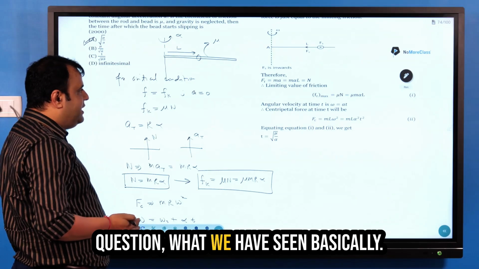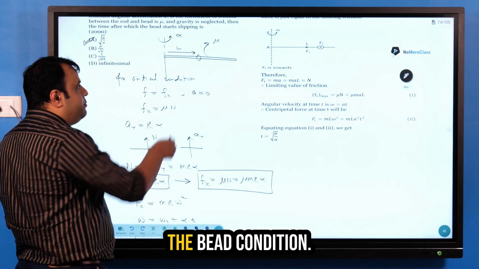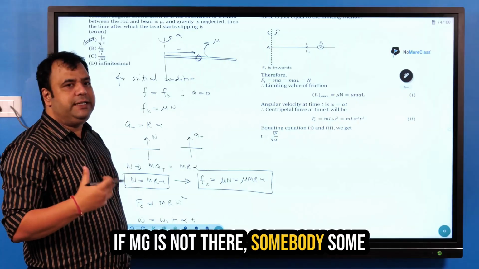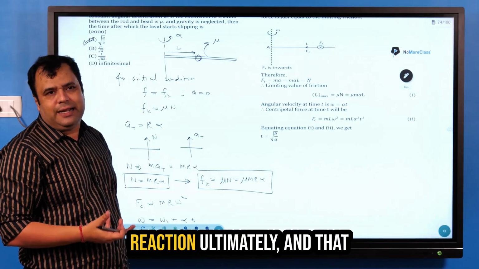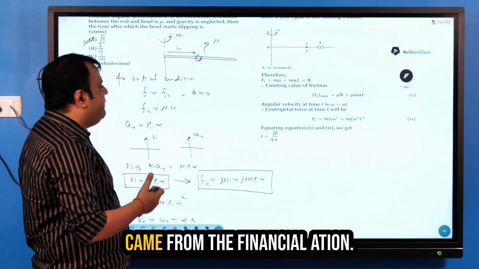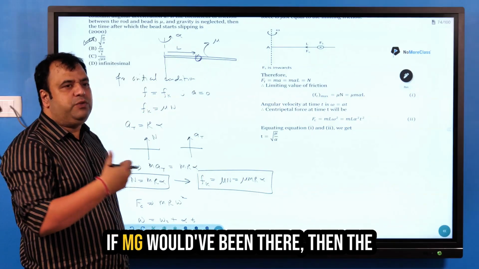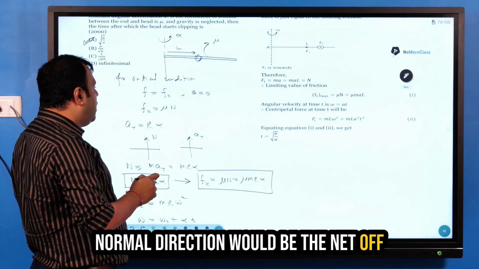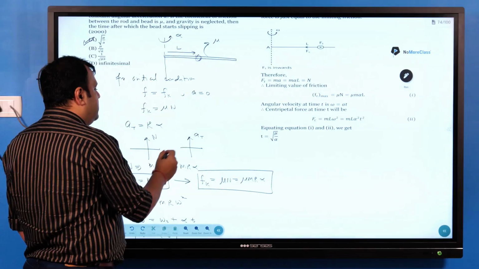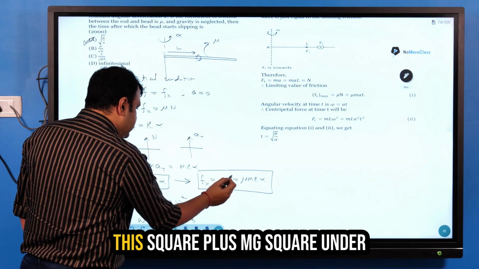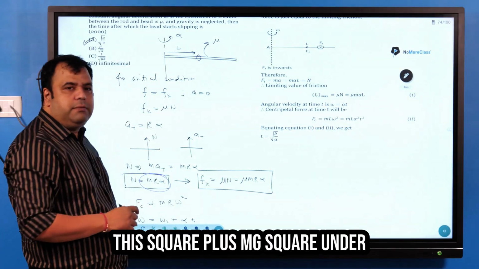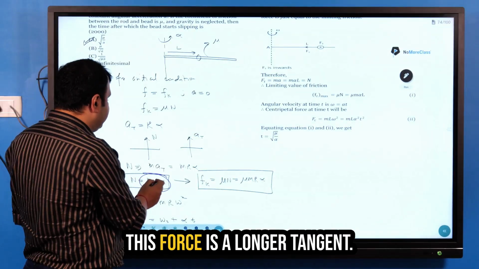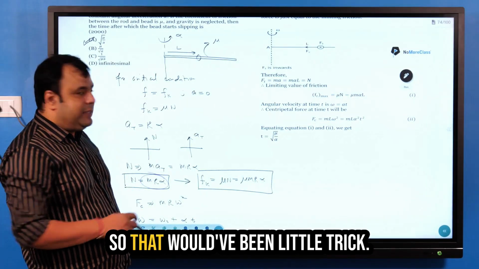Now in this question, what we have seen basically is the bead condition. In this case, mg is not there. So if mg is not there, some force will be providing the normal reaction ultimately, and that came from the tangential acceleration. If mg would have been there, then the normal reaction would be the net of this square plus mg square, under root of that, because this force is along the tangent. So that would have been a little trick.